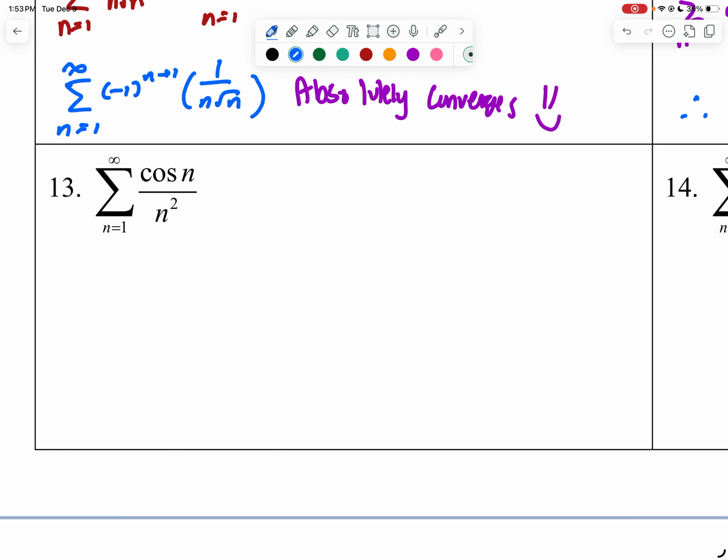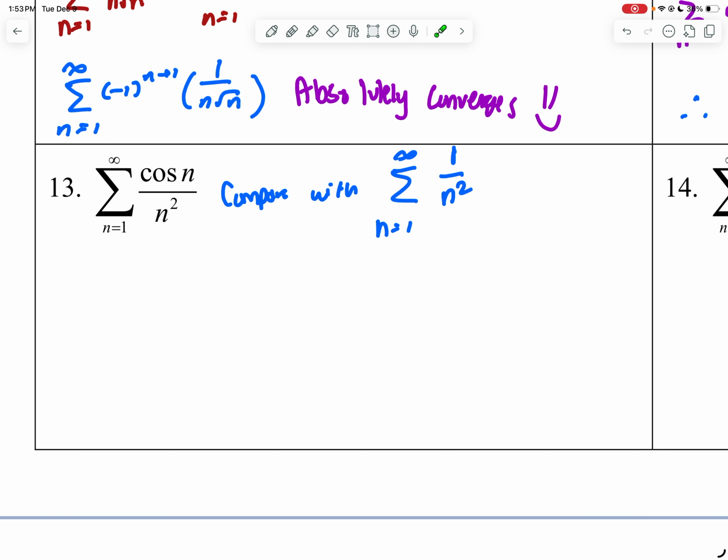All right, whenever we look at something like number 13 here, where we have cosine n over n squared, the first thing that we're going to do is probably figure out, is cosine n over n squared convergent or not? So we are essentially going to compare this with 1 over n squared. We know that cosine n over n squared is going to be less than 1 over n squared. And because we know that this right here converges by p-series comparison, we know that this here converges by comparison.